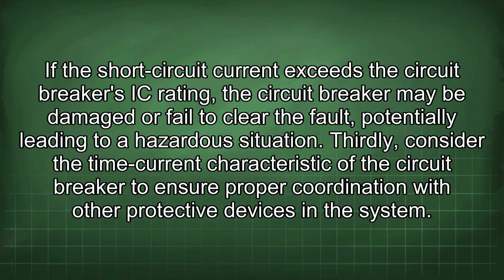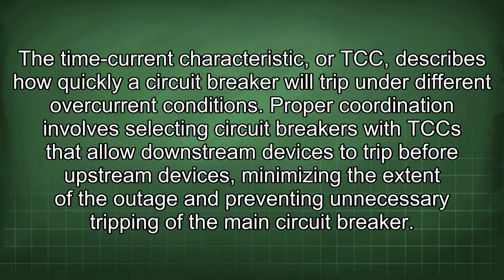Thirdly, consider the time current characteristic of the circuit breaker to ensure proper coordination with other protective devices in the system. The time current characteristic, or TCC, describes how quickly a circuit breaker will trip under different overcurrent conditions. Proper coordination involves selecting circuit breakers with TCC that allow downstream devices to trip before upstream devices, minimizing the extent of the outage and preventing unnecessary tripping of the main circuit breaker.